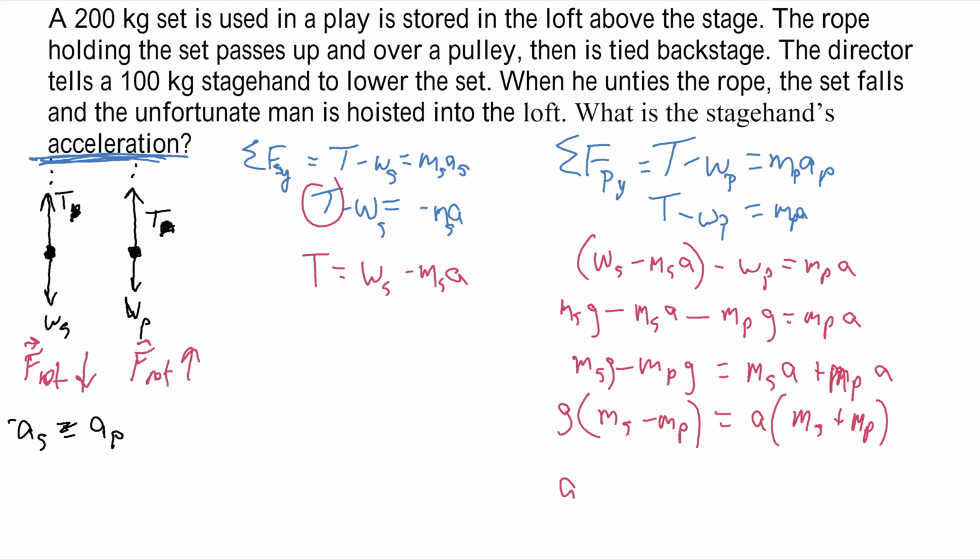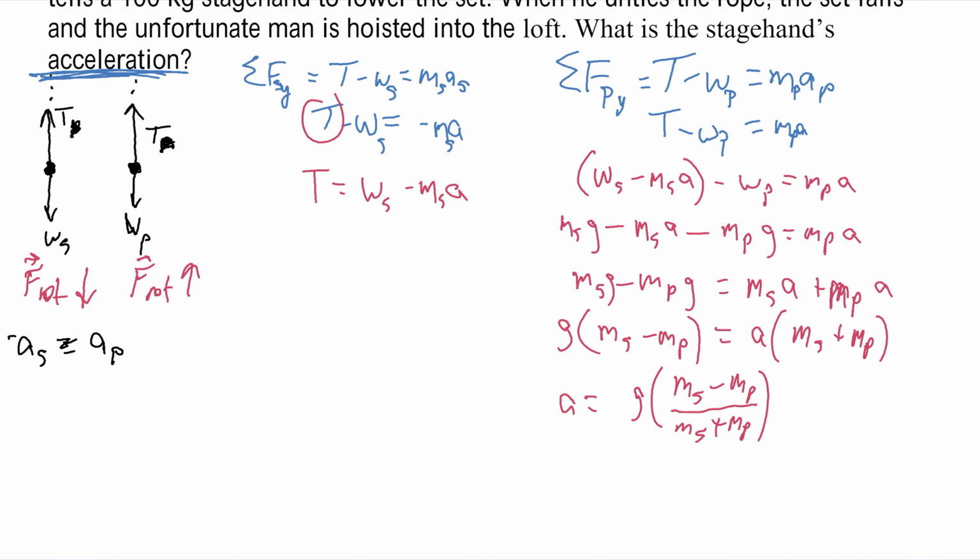And I'm left with acceleration equals gravity times, on top, the mass of the set minus the mass of the person divided by the mass of the set plus the mass of the person. Now, this is exciting because we have basically a formula here that tells us exactly what it is. Even if we didn't have any numbers, we would have an answer right here that is actually very elegant. But we do have numbers, so we can plug them in.